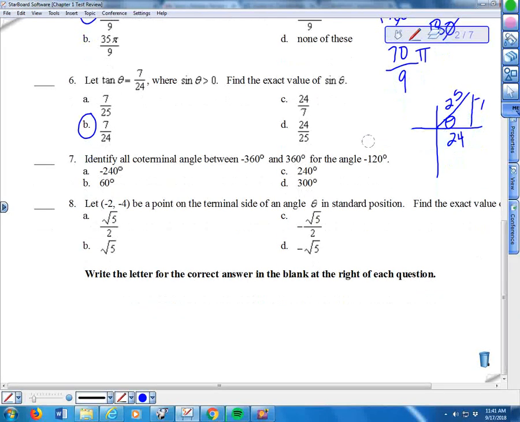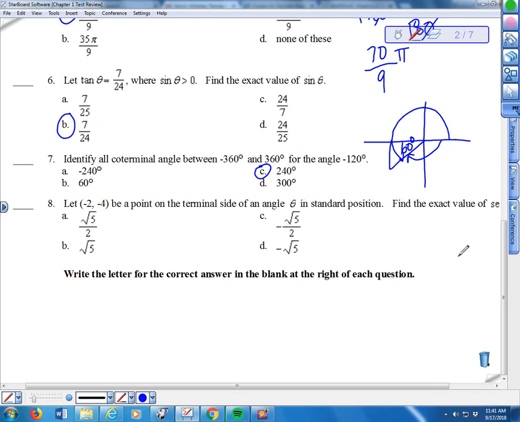Coterminal angles for negative 120. Negative 120 sits here, which means this is 60 degrees. So if I wanted to go the other direction, it'd be 180 plus 60 is 240. Still good?